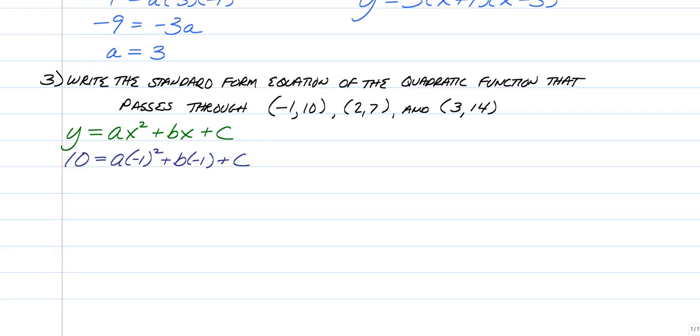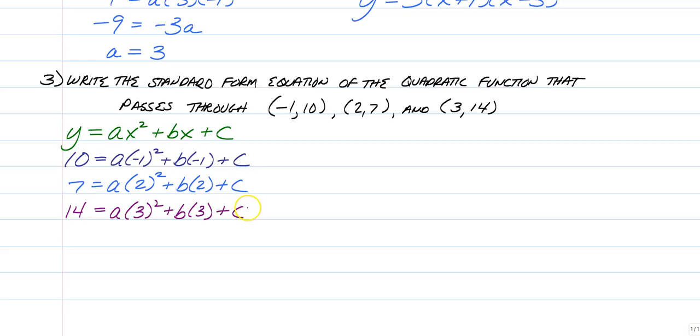And then we're going to use 2, 7 to give us 7 for our y value is equal to a times your x value of 2 squared plus b times 2 plus c. And then finally, the last one, 3, 14 is going to give us 14 is equal to a times 3 squared plus b times 3 plus c.